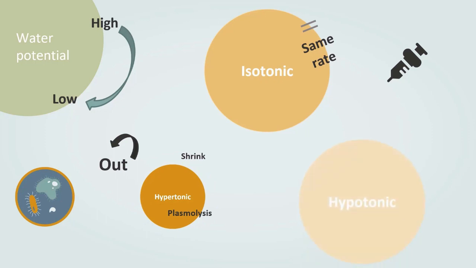The third type of solution is the hypotonic solution, in which water potential is higher outside of the cell compared to the inside. This causes movement of water into the cell, causing the cell to expand. However, the increase of the cell size will be restricted in a plant cell due to the presence of a cell wall. In a plant cell, it will undergo turgidity.